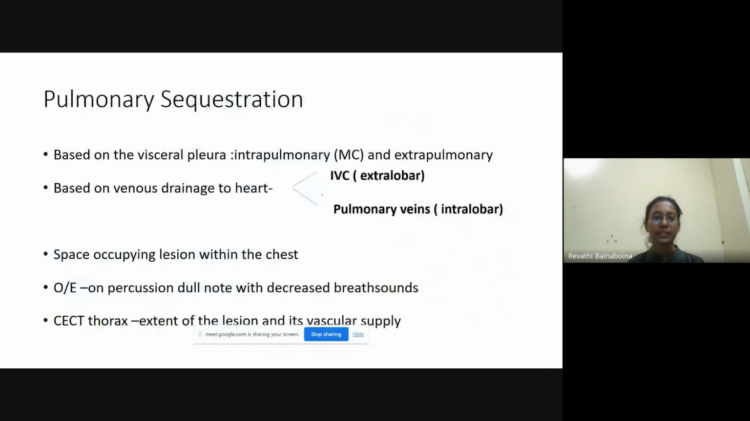Coming to the next congenital anomaly, pulmonary sequestration. There are two types, intrapulmonary and extrapulmonary, based on the visceral pleura. Based on the venous drainage to the heart, if it drains through the IVC, it is extralobar. If it drains through the pulmonary veins, it is intralobar. This is a space occupying lesion within the chest, which doesn't help in gas exchange. On examination, there will be a dull note on percussion with decreased breath sounds. CECT thorax shows the extent of the lesion and its vascular supply.